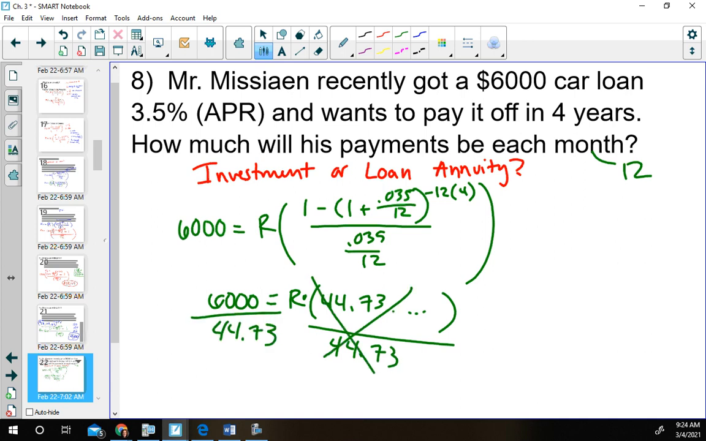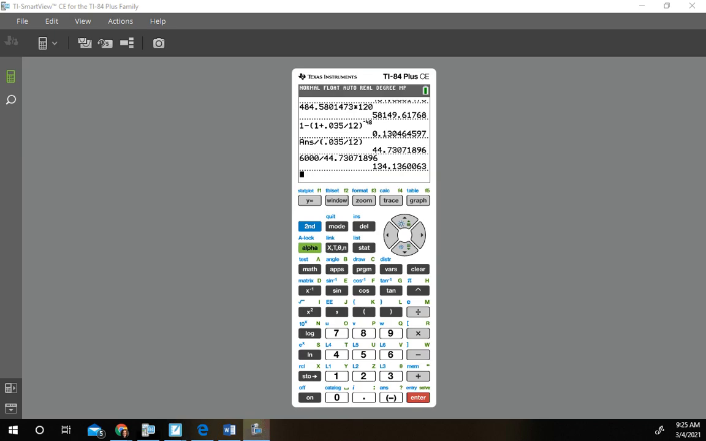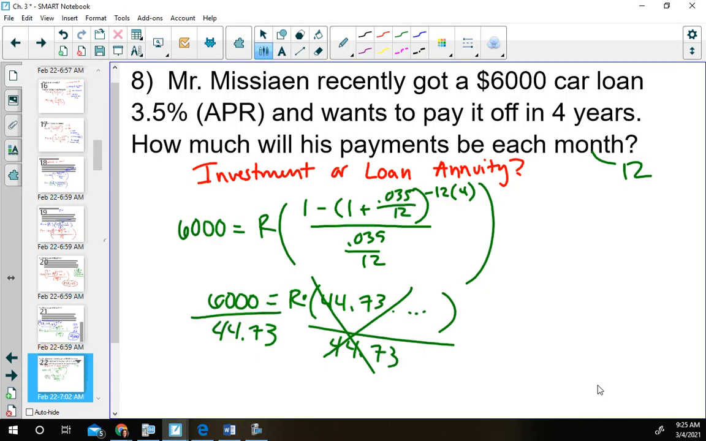So now I'm going to take 6,000 divided by that previous decimal. Please try to not round so much. Okay, so my monthly payment then would be $134.14. What's going to be interesting here is to see how much I actually spent. So let's think about this: my monthly payment was $134.14. Let's figure out how many months I actually pay.